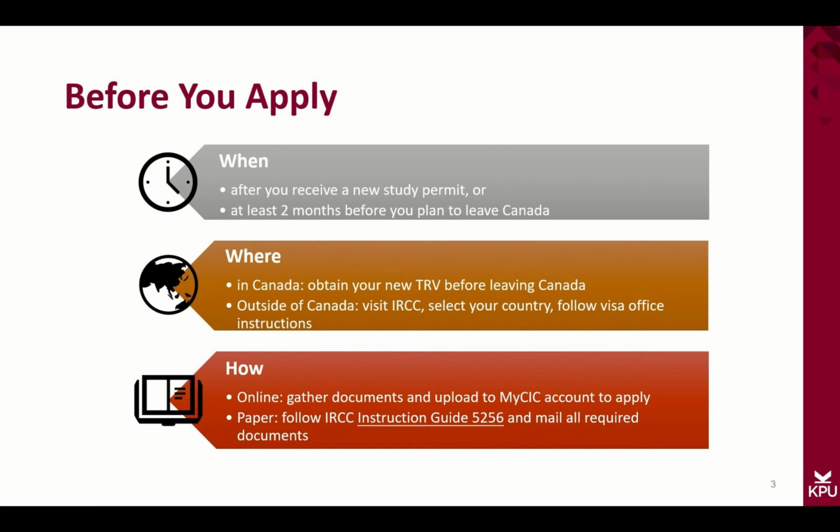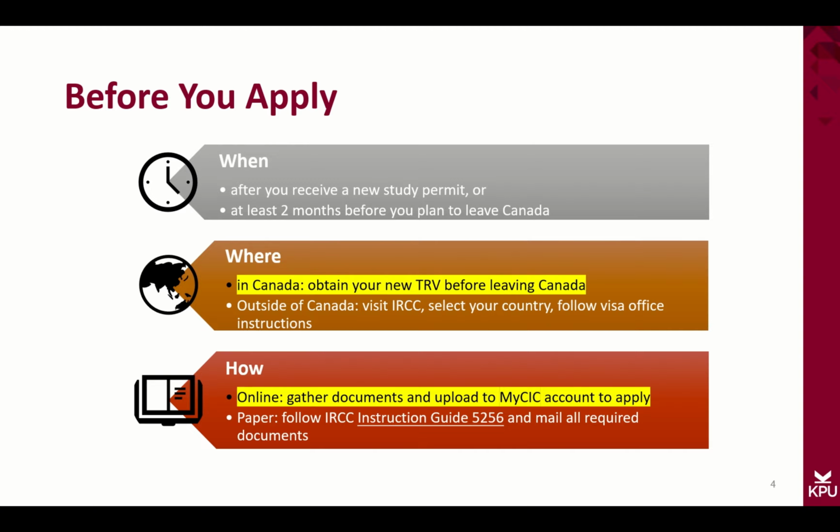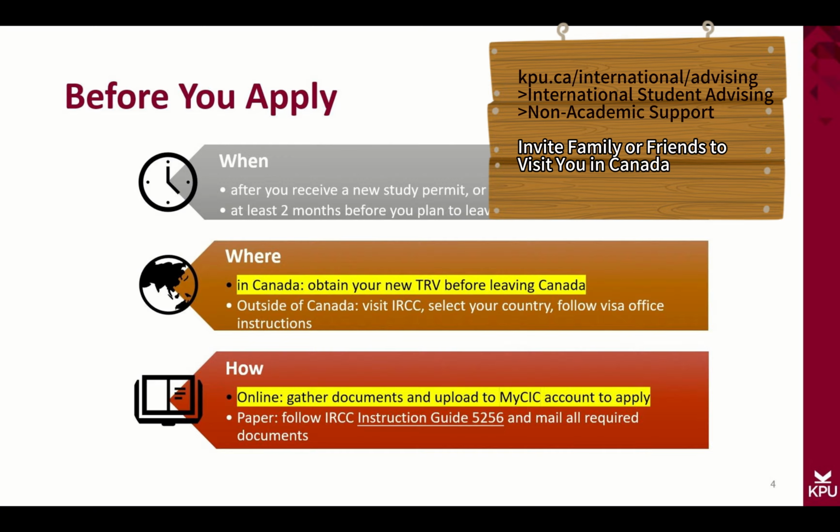You can apply for a TRV from inside or outside of Canada, online or by paper, based on your scenario. If you are currently studying in Canada, you may apply online in Canada by starting an application on your IRCC account and uploading all required documents. This video will provide instructions related to online and in Canada applications. For guidance on assisting family members or friends to apply for a visitor visa to visit you in Canada, please visit the KPU International Advising website and refer to our Inviting Family or Friends to Visit Canada handout.